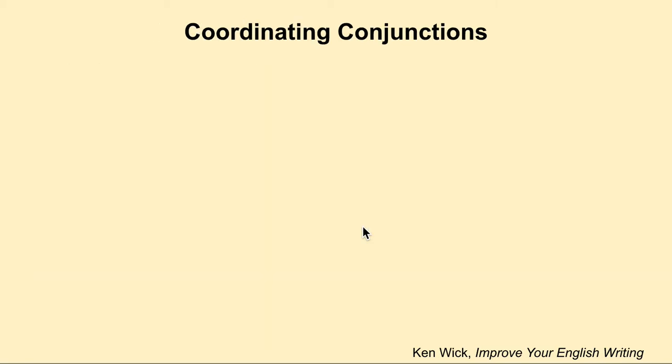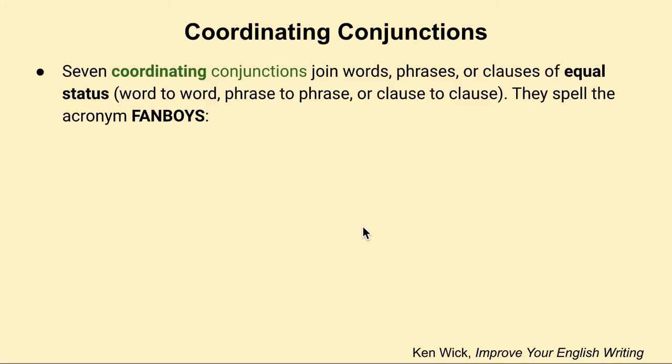So let's move on to the next subject, coordinating conjunctions. There are 7 coordinating conjunctions that join words, phrases, or clauses of equal status. What that means is word to word, phrase to phrase, or clause to clause. They spell the acronym FANBOYS: for, and, nor, but, or, yet, so. And the 3 most common are and, but, or.